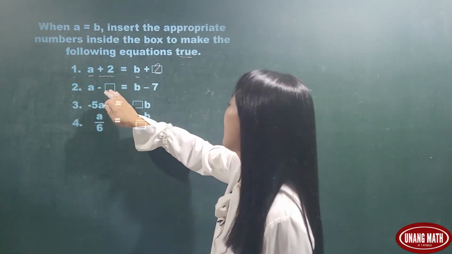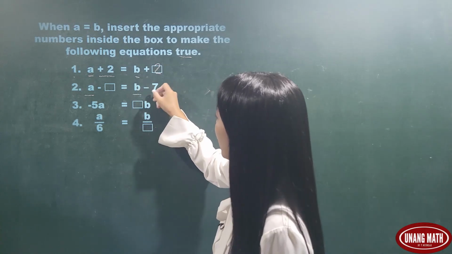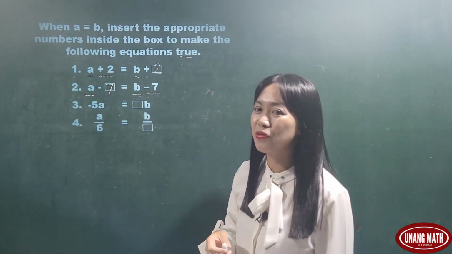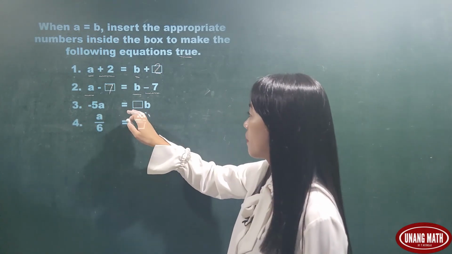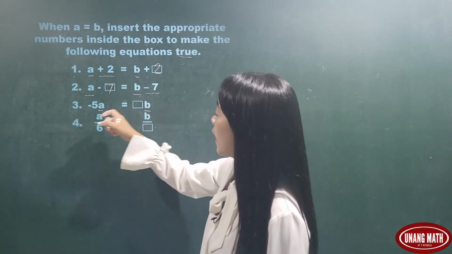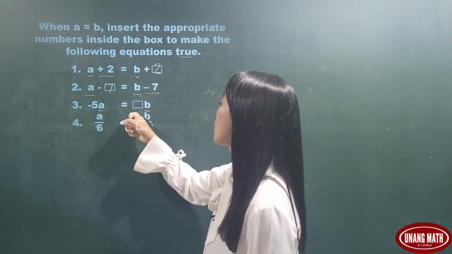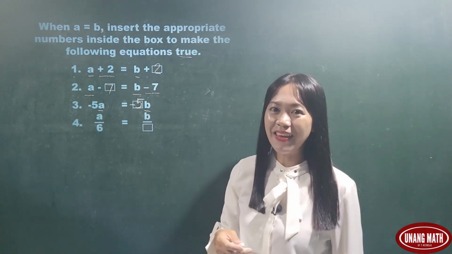A minus blank is equal to B minus 7. So A is equal to B. This is minus 7, so here must be minus 7 also. Okay, number 3, negative 5A is equal to blank B. A is equal to B. If we multiply negative 5 to A, we have to do it also on this side. So this is negative 5B.